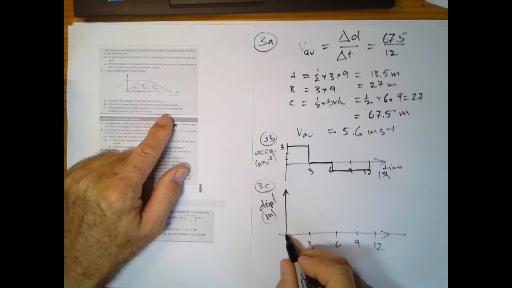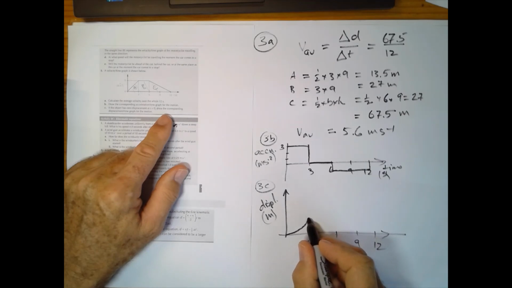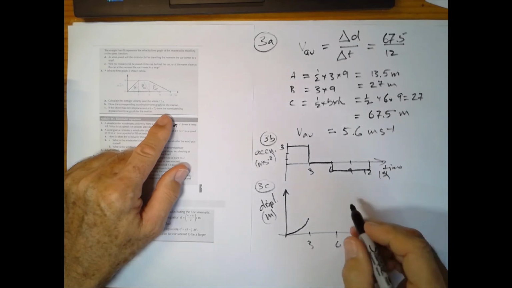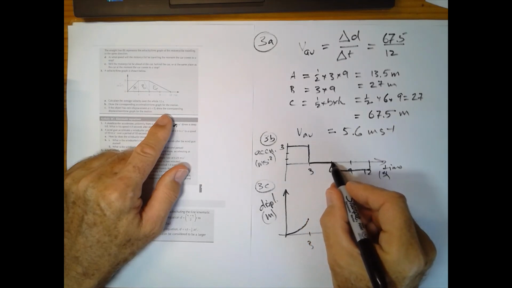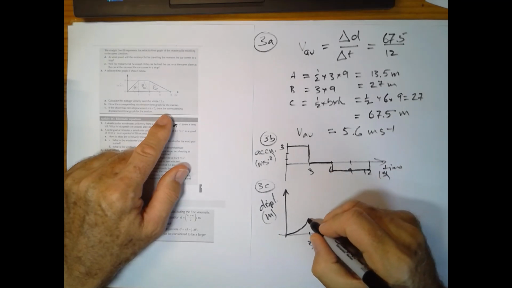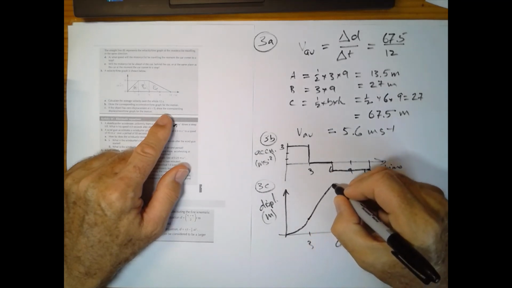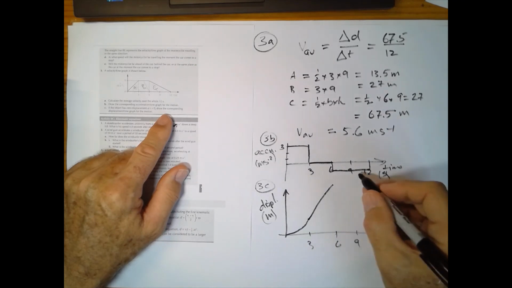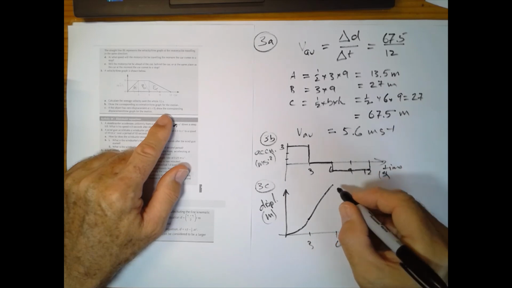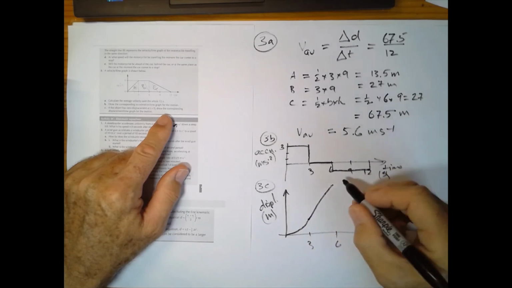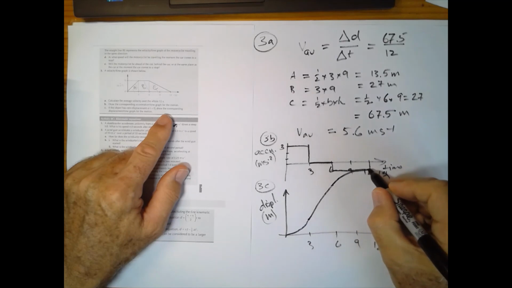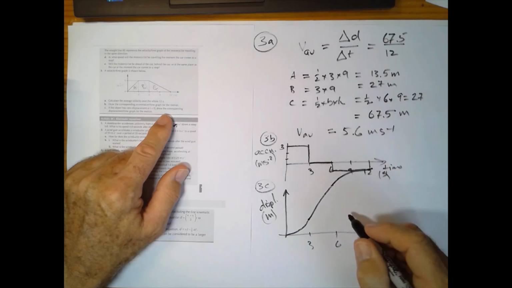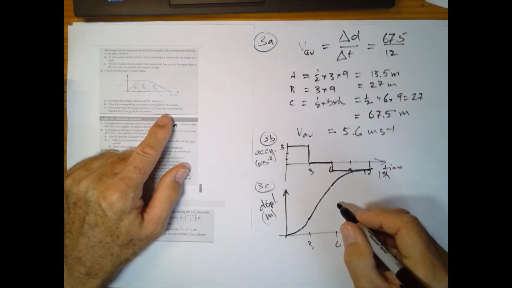The velocity initially might start out small and the velocity increases for the first 3 seconds. From 3 to 6 seconds the velocity is constant, so the slope is constant, and then from 6 to 12 the acceleration is negative, so we're going to see it curve this way. So there's our displacement time graph for that.